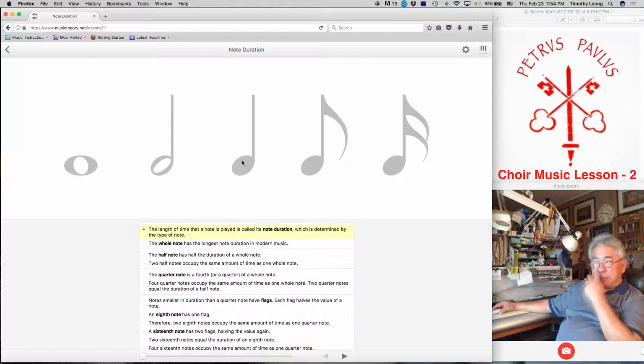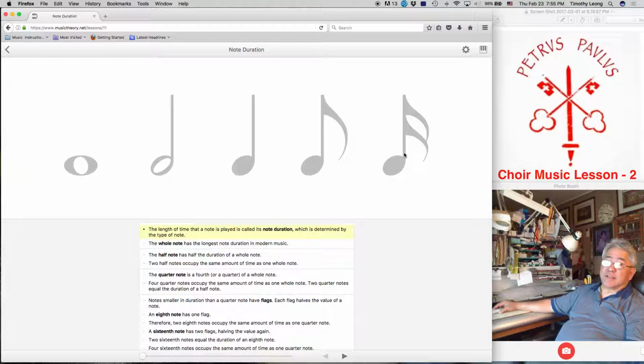Okay. So we understand that it breaks down from the duration of the longest value. This is half of that. That's half of that. That's half of that. And that's half of that. Now it goes more and more the more flags you put on. So this is a 16th note. If you have another flag, it'd be called a 32nd note. If you had yet another flag, we play those all the time, that's a 64th note.